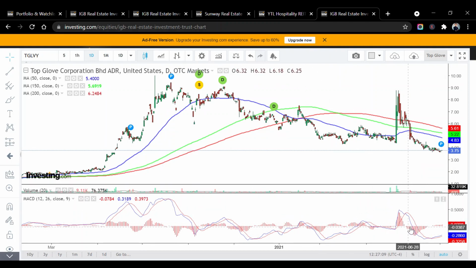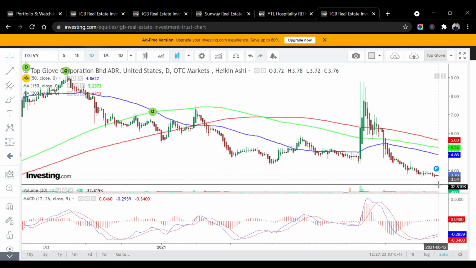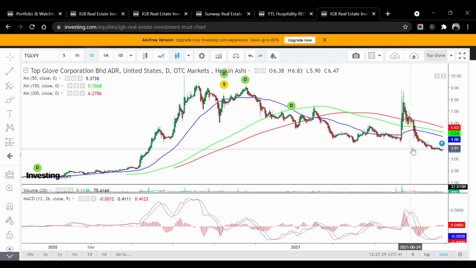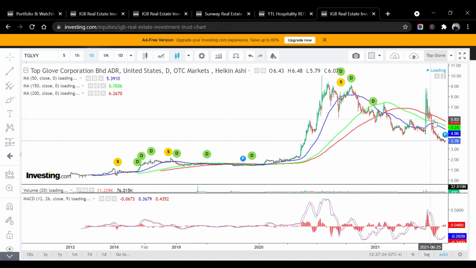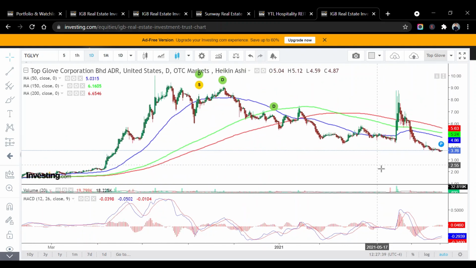So you can see MACD is actually at the negative side. It's trying to slope up a little bit, okay? So you need to observe this counter. So what about the Heikin Ashi trend? So it's still a red majority, okay? It's still a red majority, and because the 50 days moving average is below 150, and it's all sloping down. You can see it's sloping down, right? There's no sign of going up yet, okay? So you guys need to be careful, okay, for this glove counter.